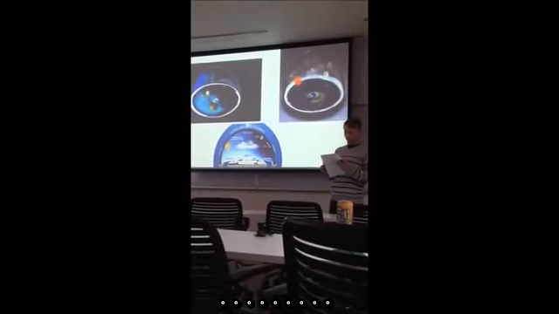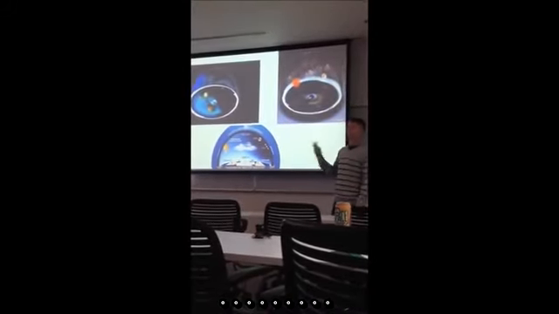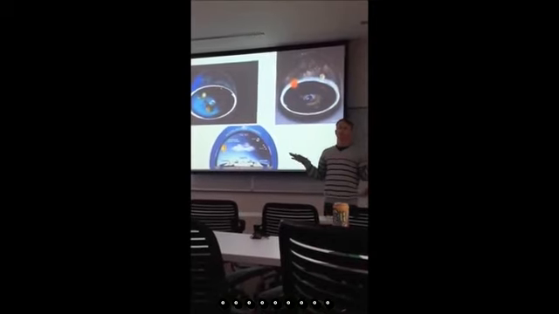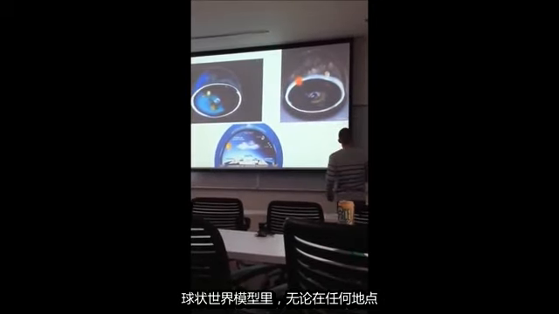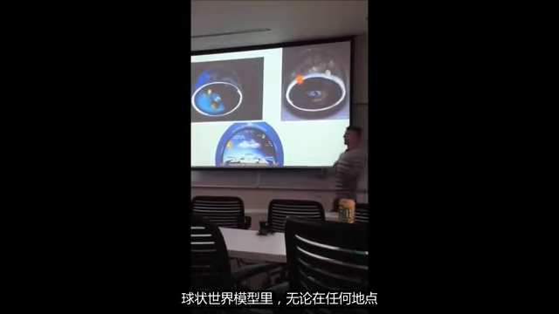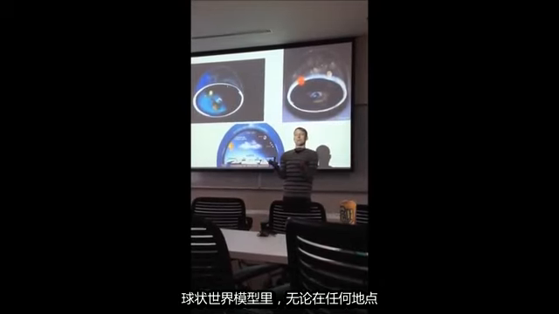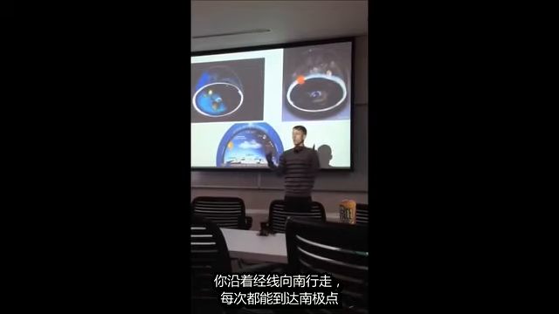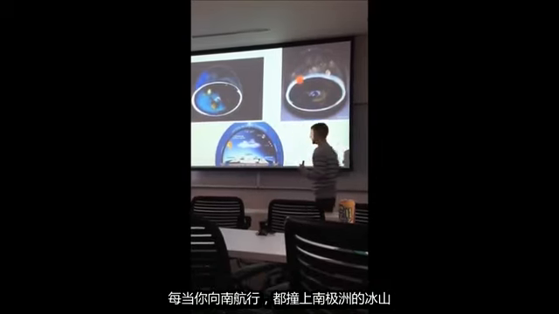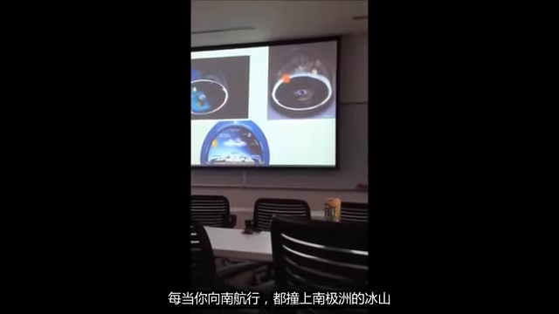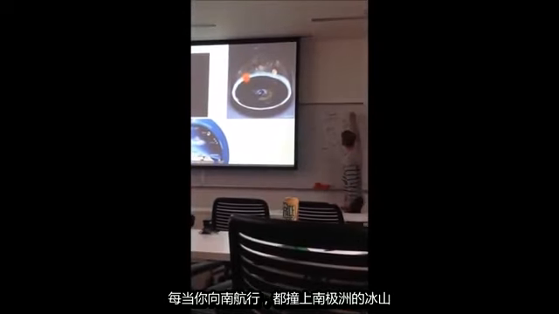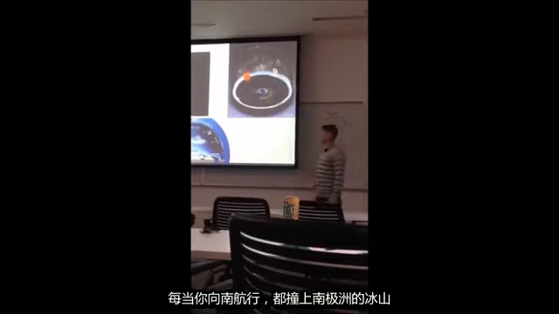Directional pattern, torus effect. I had some stuff written down, but I'm just going to go off my heart. On a globular model of the Earth, every time you head south, which way are you going to go? You're going to head toward Antarctica every single time, right? Same like this. Every time you head south, you're going to hit an ice barrier every single time.